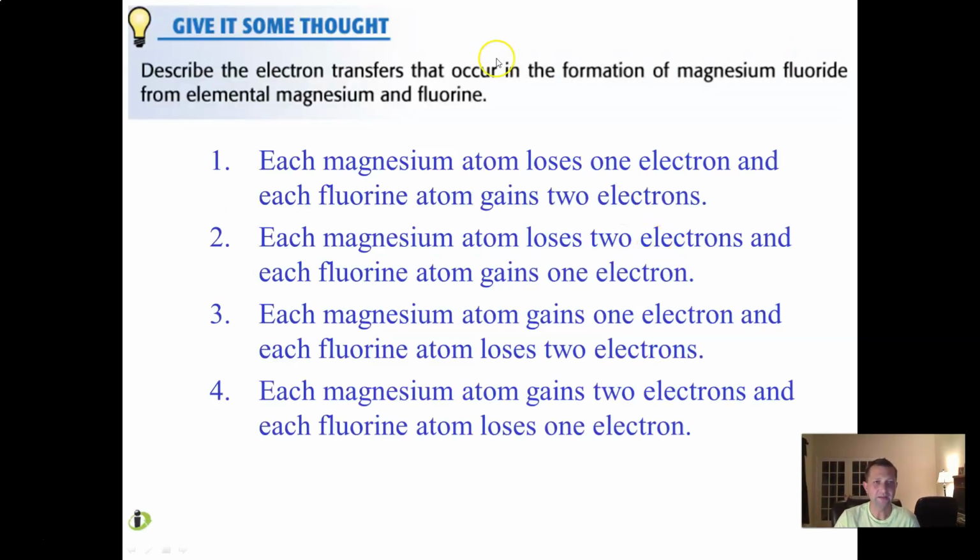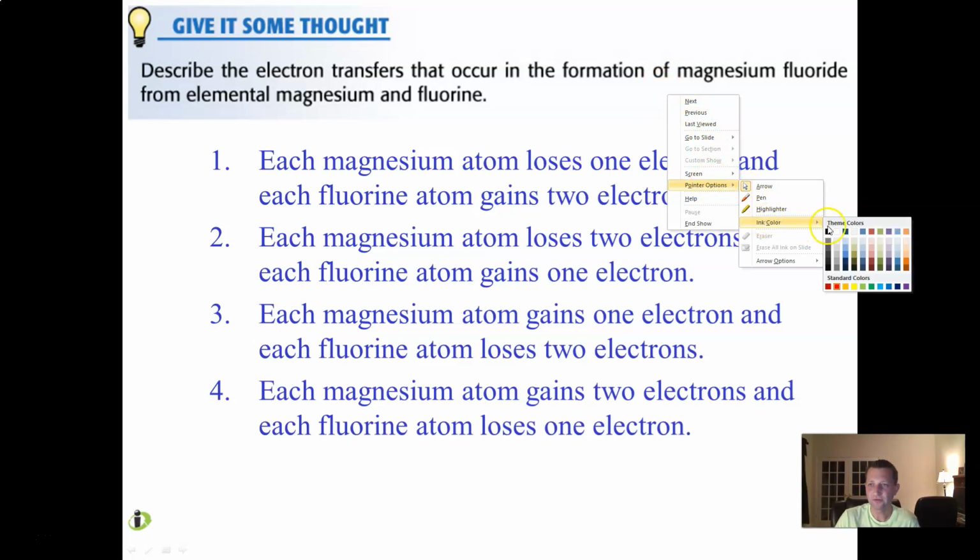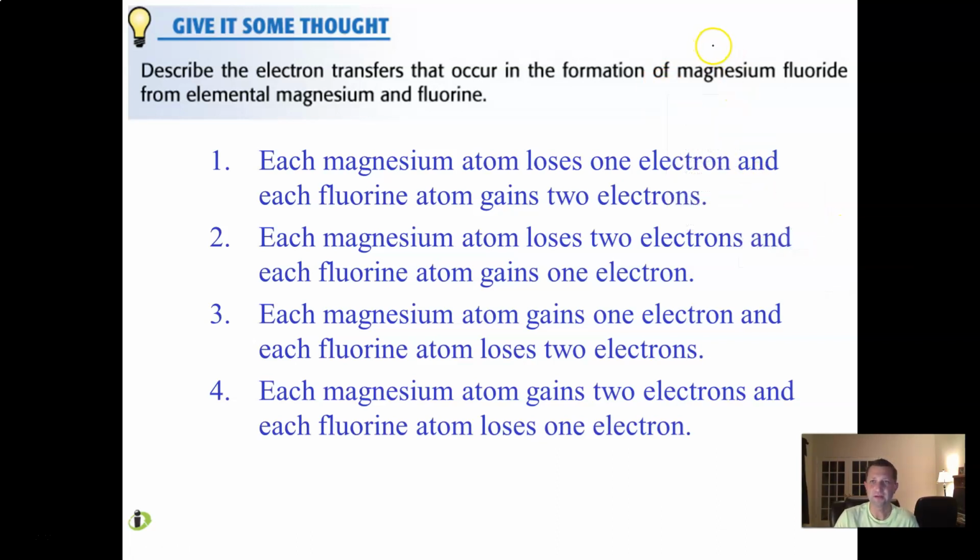So, before we get into that, describe the electron transfer that occurs in the formation of magnesium fluoride. So you need to think, what is the formula for magnesium fluoride? So magnesium fluoride is going to be MgF2. Right? Magnesium would form a +2, fluoride would form a -1. So how is this going to occur then? Because you have Mg, magnesium has 2 valence electrons, and fluorine has 7. Okay, 1, 2, 3, 4, 5, 6, 7.